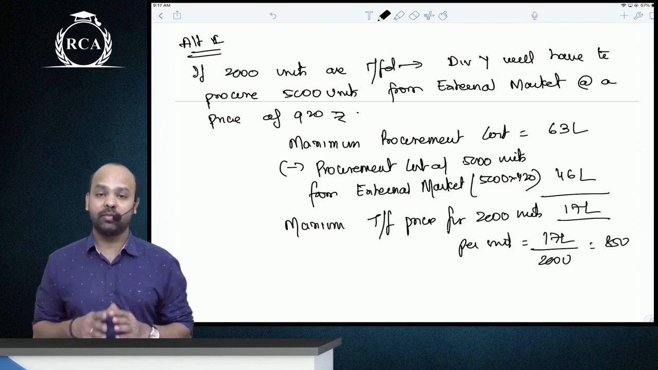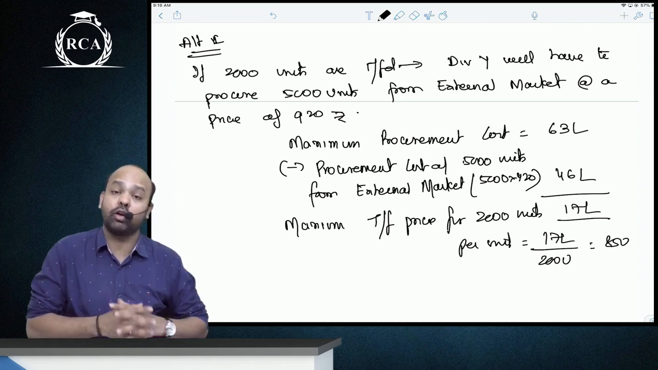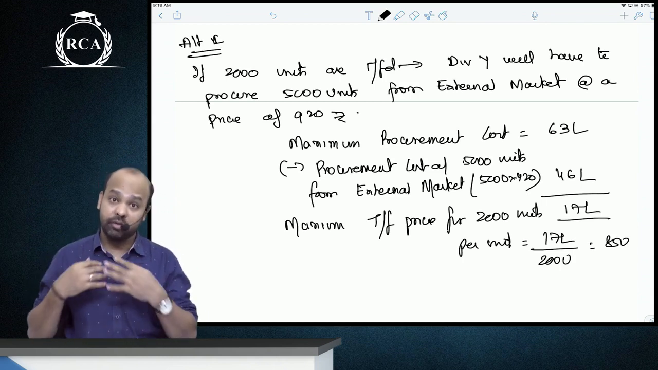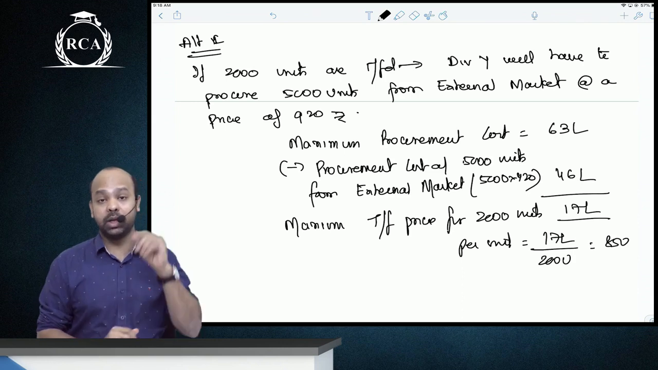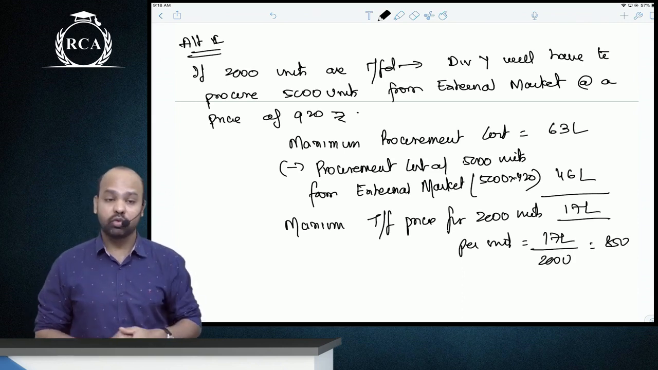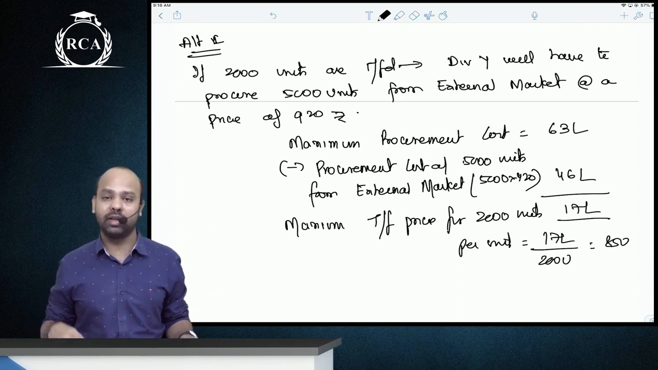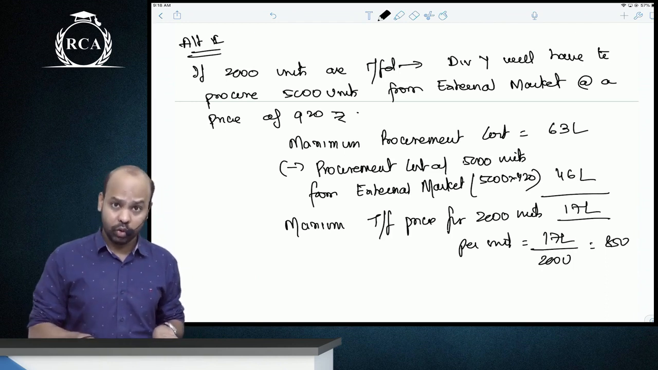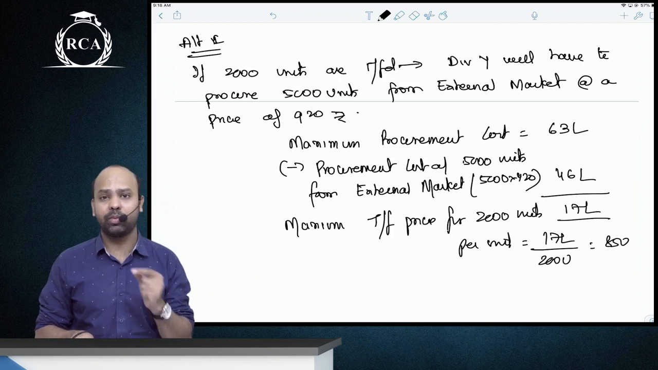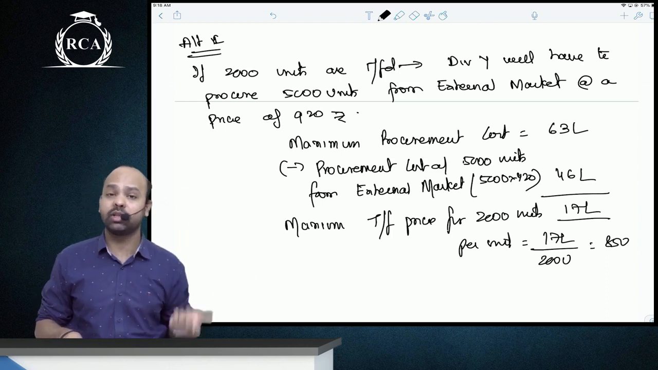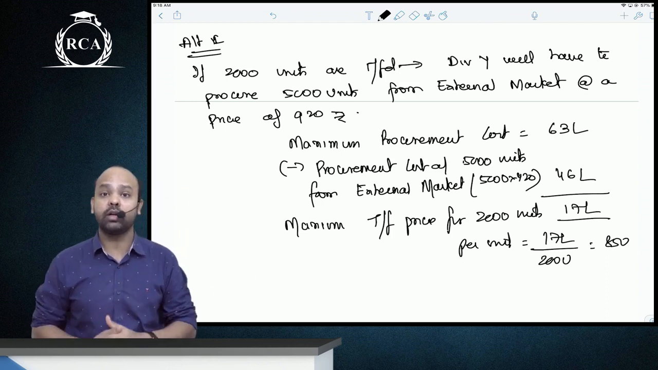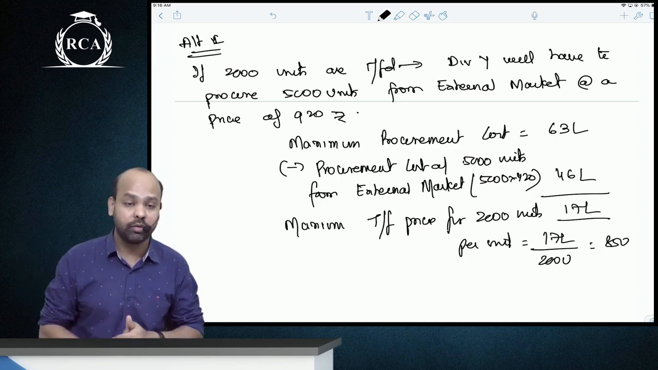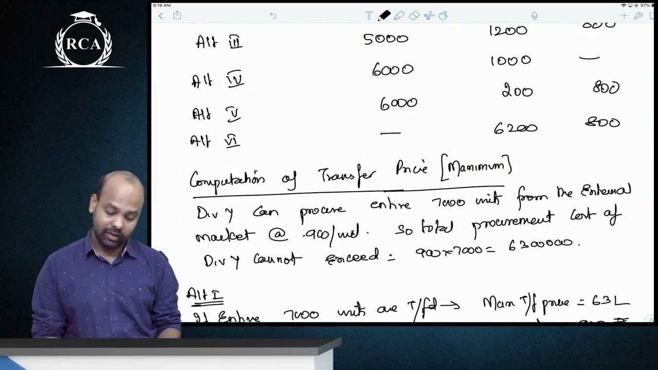Try to understand this part better. Their procurement cost cannot cross 63 lakhs. They'll say, no matter what happens, we know that we can buy at 63 lakhs. Merely because you are supplying us 2,000 units, we are paying 46 lakhs in the external market. You take the differential 17 lakh rupees and give us those 2,000 units. This is what division Y will tell you, and you'll say, okay sir, understood, I'll take 17 lakhs and go away. Okay, that is alternative 2.